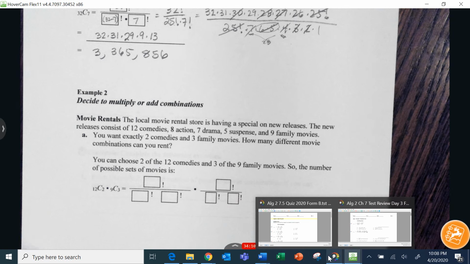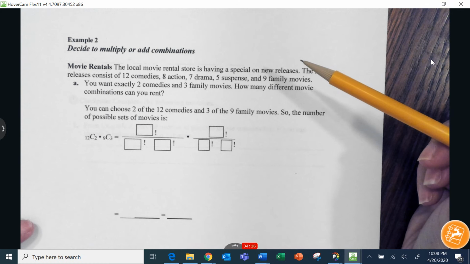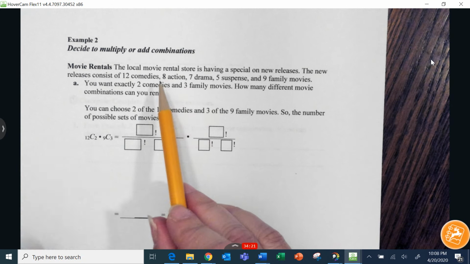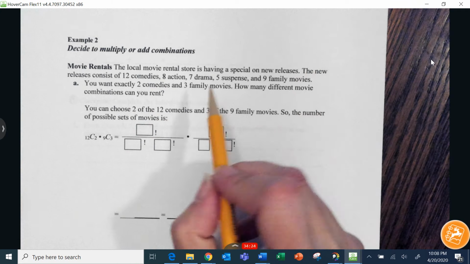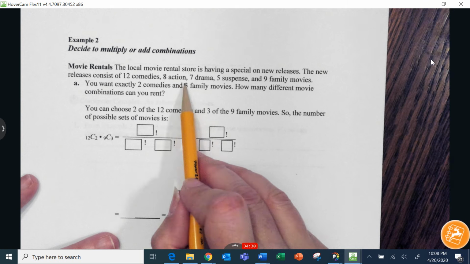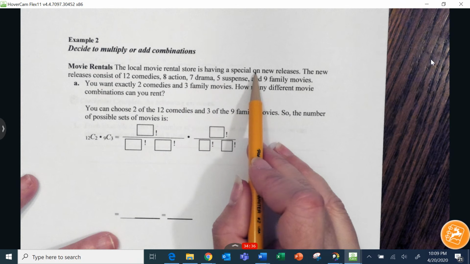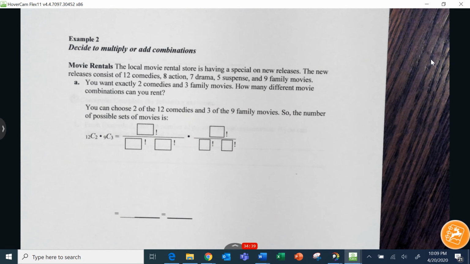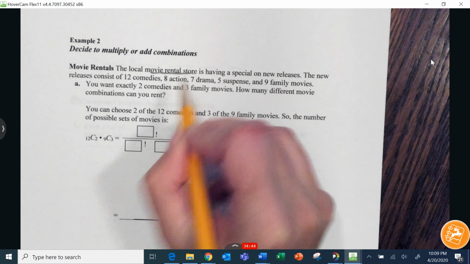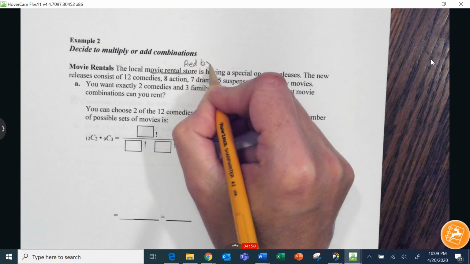Movie rentals. The local movie rental store is having a special on new releases. The new releases consist of 12 comedies, 8 action, 7 drama, 5 suspense, and 5 family movies. You know what, I totally changed this question, and then I forgot to actually change it on the part that I had typed out. Oh well, so back in the day we used to actually go into a store to rent a movie. It was crazy. You think of this as being maybe like Redbox.